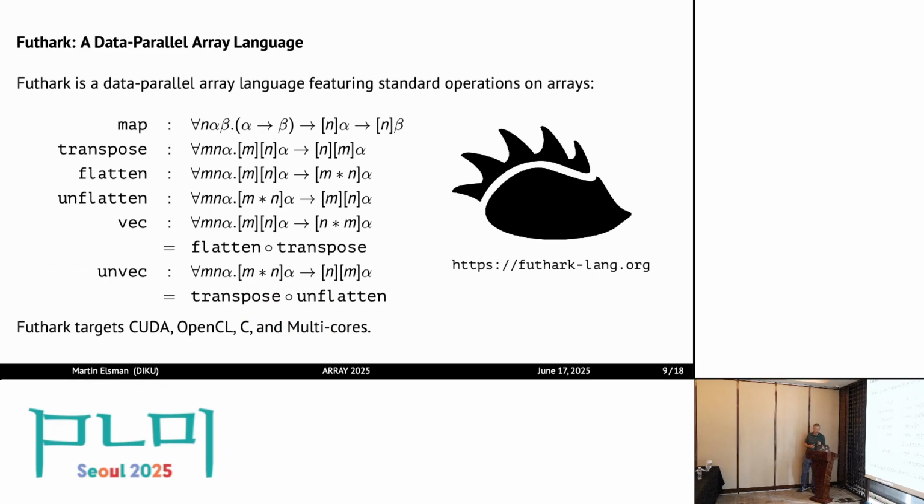So here we are going to take another approach. Let me first introduce Futhark, a data parallel array language with various array operations. It is a richly flavored language with scans and reductions and all kinds of operations at a data parallel level. But what we are going to use here is pretty much just map, and then the possibility for transposing a matrix, and also flatten and unflatten operations.